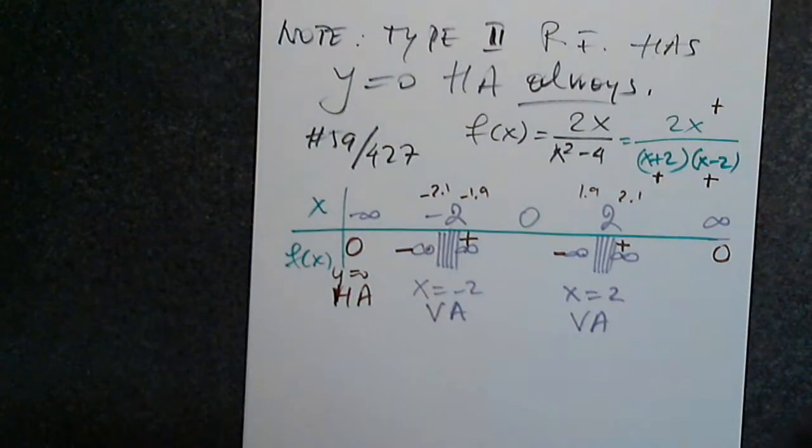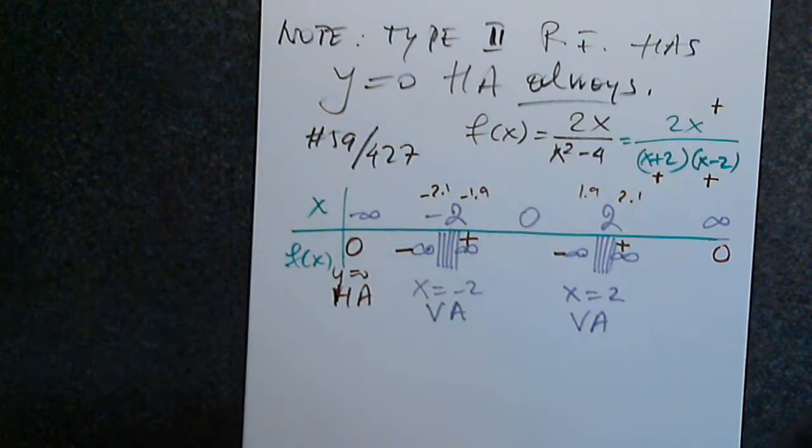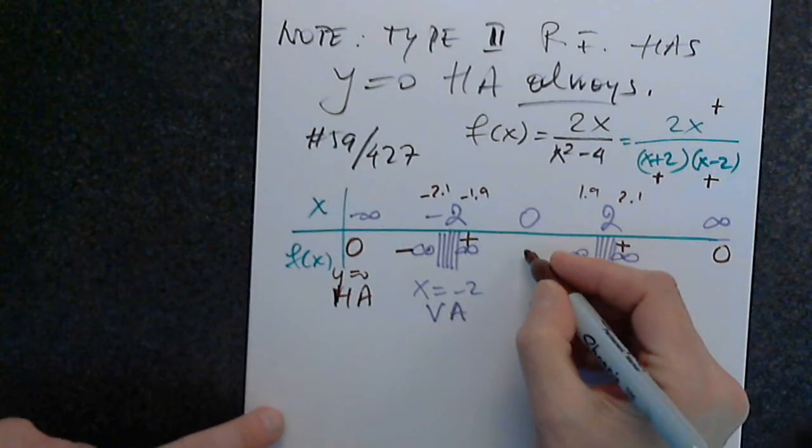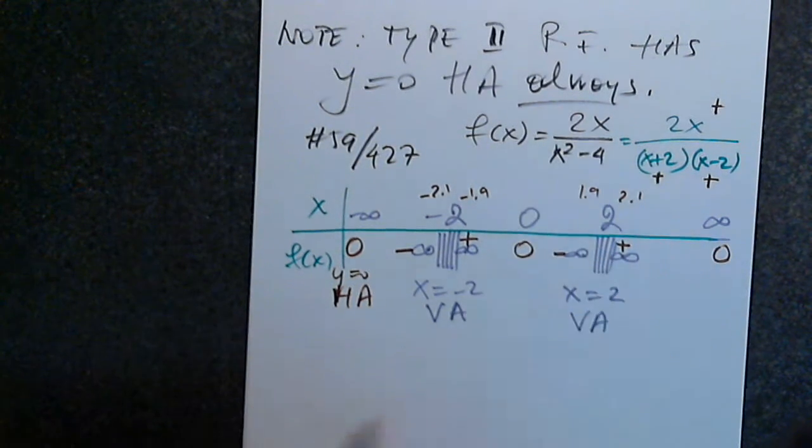When x is 0, how much is the function? 0 at the top and negative 4 at the bottom. So negative 4. Wait, 0 at the top. Oh, it's 0. 0, very good.